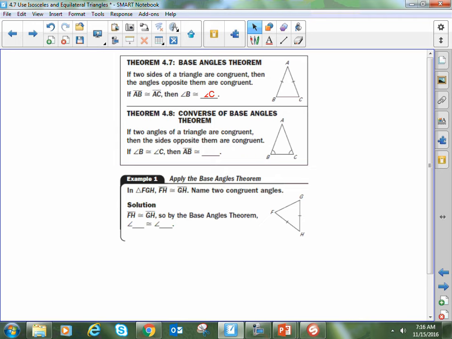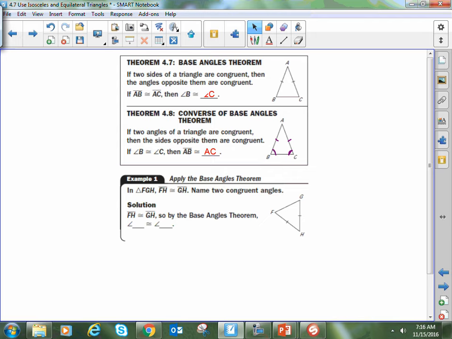So what we're seeing here in the converse of the base angles theorem is that we have two angles that are the same. Well, if those angles are the same, the side across from them also has to be the same, and that's the converse of the base angles theorem.